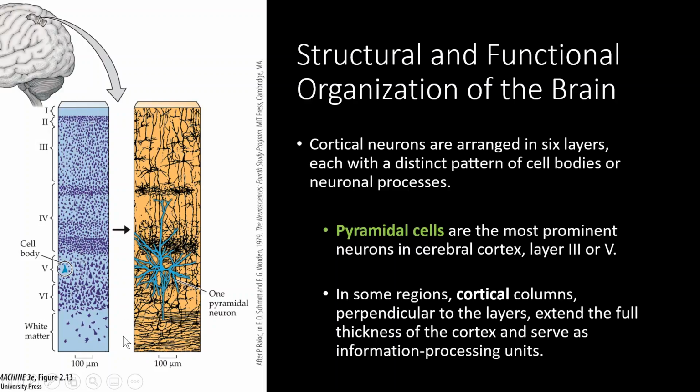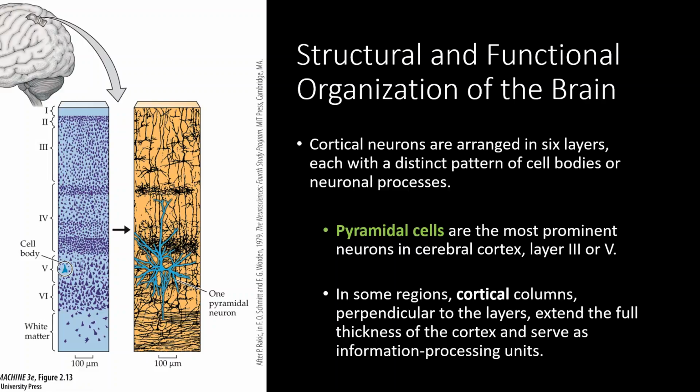One of the major cell types within the cortex are neurons called pyramidal cells, named because of their pyramid-like shape. They're prominent in layers 3 and 5. Cortical columns are organized groups of cells that go through all 6 layers and share some functional characteristics and information. They're information processing units.